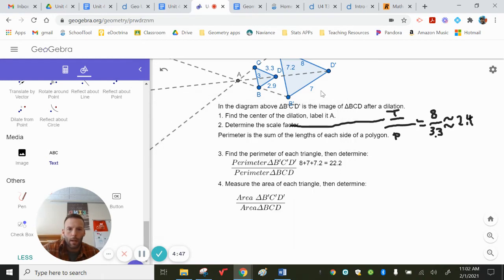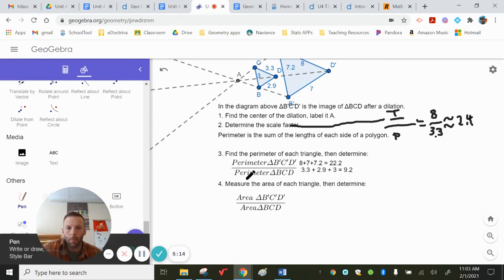So you can see I have my perimeter. To find the perimeter of the larger triangle, B prime, C prime, D prime, I measured a length of 8, a length of 7, a length of 7.2. Add them together, you get 22.2. Now let's go ahead and find the perimeter of the triangle BCD. To find the perimeter of triangle BCD, I added the length 3.3 plus 2.9 plus 3, and I get a length of 9.2.